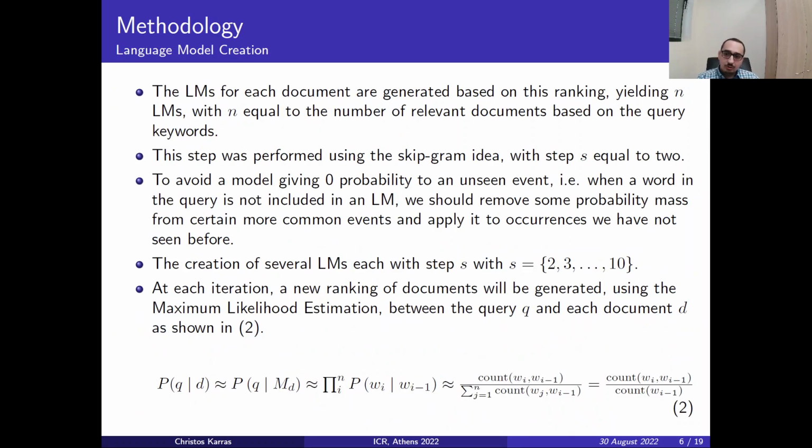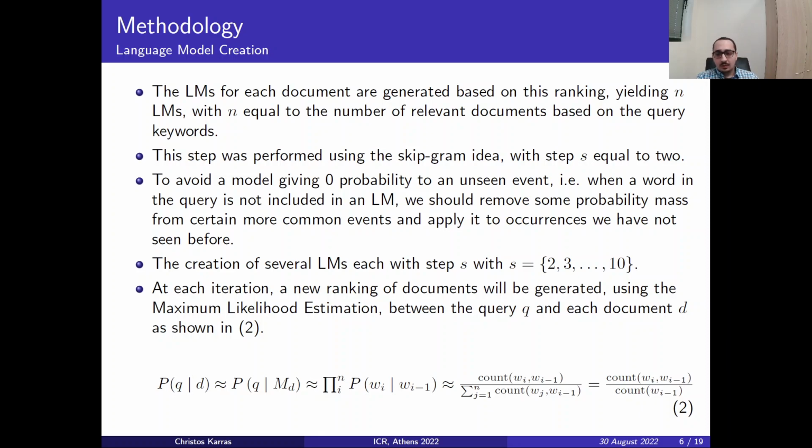Moving on to the language model creation, the language models for each document are generated based on the ranking we previously saw, where n language models, with n equal to the number of relevant documents based on the query keywords, are created. To do this step, we use the skipgram idea, where we create a step size s equal to 2.